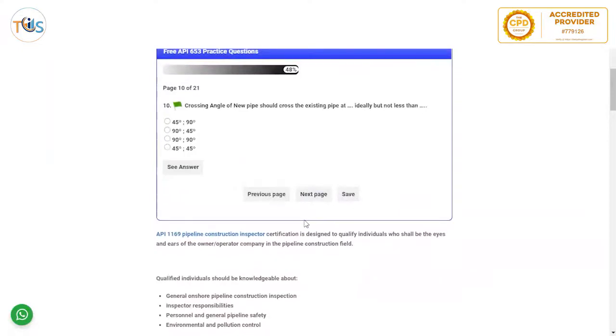Crossing angle of new pipeline should cross the piping at 90 degree ideally, but not less than 45 degree. The reason is that it gives the shortest distance when they cross each other, so reducing the risk in case there is explosion or failure, and minimum should be 45 degree.